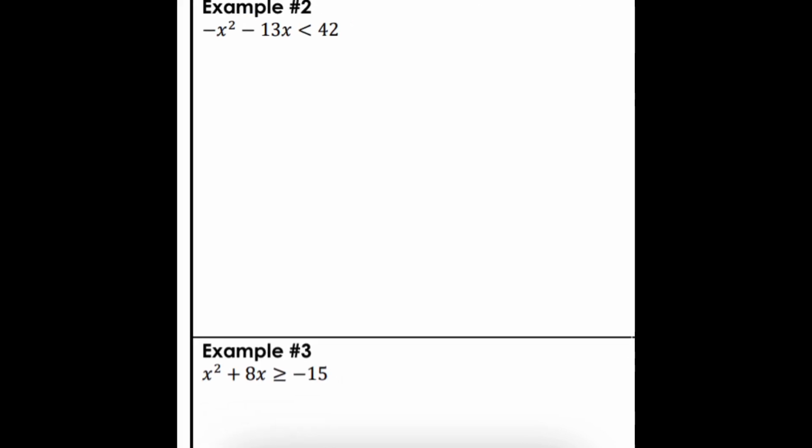For example 2, you're going to want to get everything to one side of the inequality, the left side. So I'm going to subtract the 42 over. Then we know that when we're factoring a quadratic, we're going to need to make our a term, the term in front of the x squared, 1. This one isn't 1, it's -1. To deal with that, I can factor out a -1.